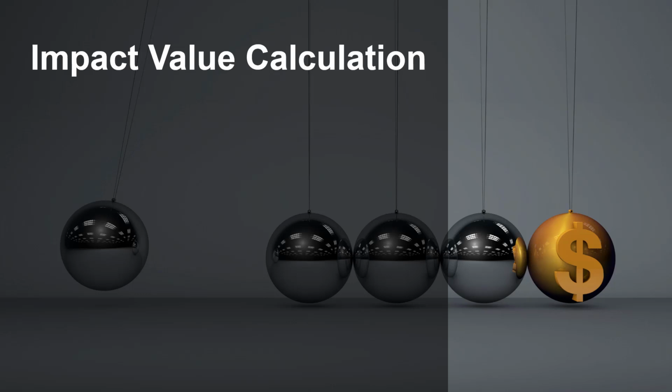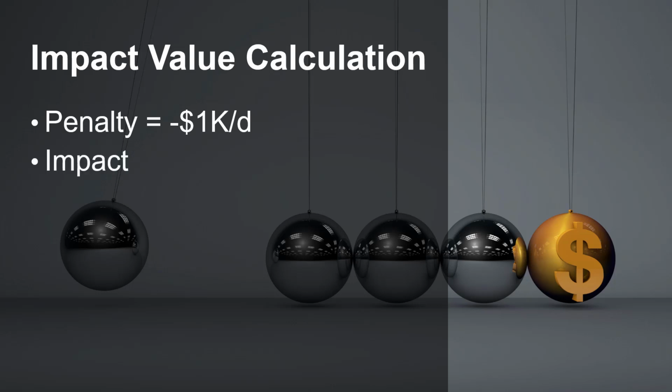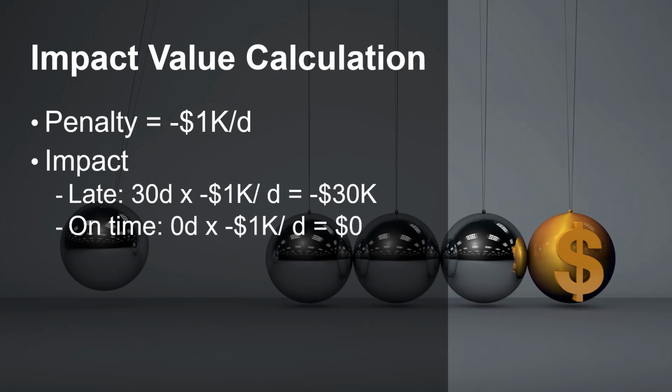We're basically going to be repeating the calculations just with different numbers. First, we consider that there is a $1,000 per day penalty and we figure out the impact. Our high bidder is much more reliable and there is only a 10% chance of being 30 days late. We multiply 30 days by the penalty of minus 1,000 per day, and we figure out that the impact of being late would cost us $30,000. The higher bid contractor has a 90% chance of finishing on time, so there is no penalty for being on time. Therefore, there is also no impact.